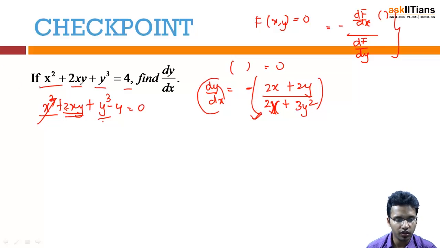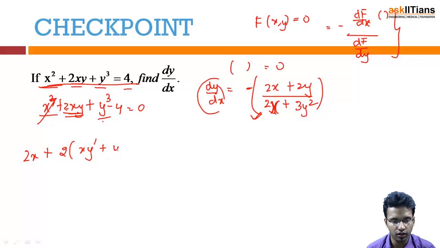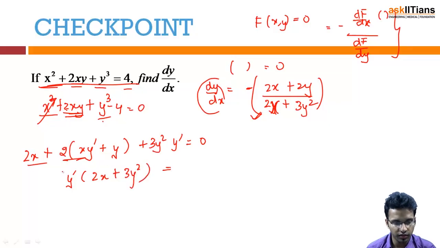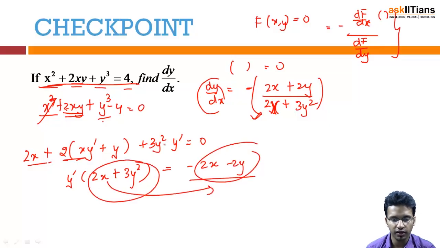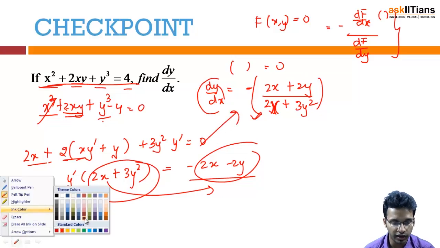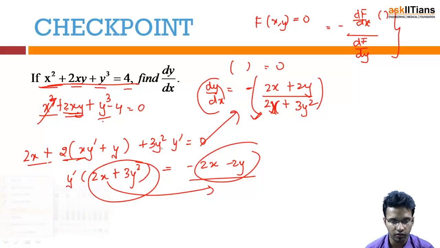Otherwise what you would have done is differentiate with respect to x. So 2x, product rule here, 2 into x y dash plus y, plus 3y square y dash, equal to 0. Now with y dash, this 2x is there, plus 3y square is there. This term you can take on this side, minus 2x minus 2y. Now this will come here. Now you can see that this is coming the same as this one. Yes, I hope you agree with me, and you will find this is so easy now.